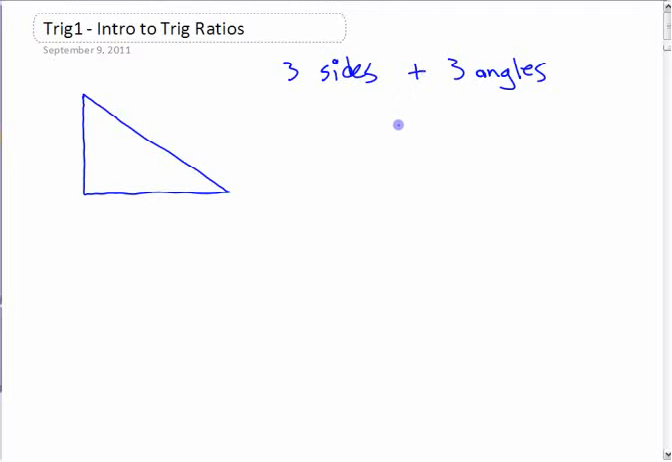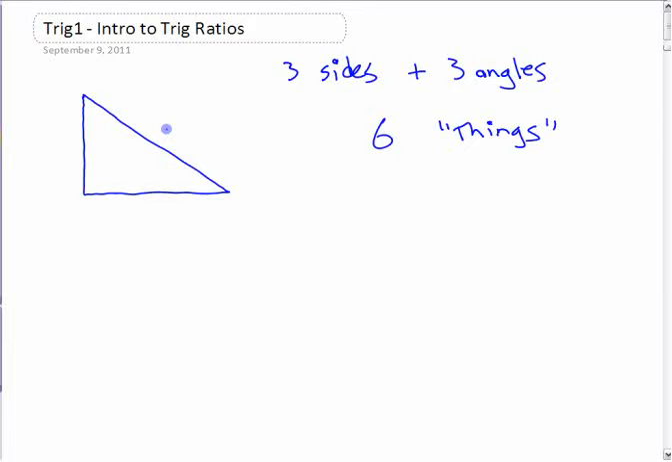Three sides and three angles for a total of 6, I'm going to call them things, okay? Very technical math language, things, 6 things, right? There's 6 different things, 3 angles, 3 sides. In trigonometry, you look at the relationships between all of those things. You look at the relationships between sides and angles, okay?